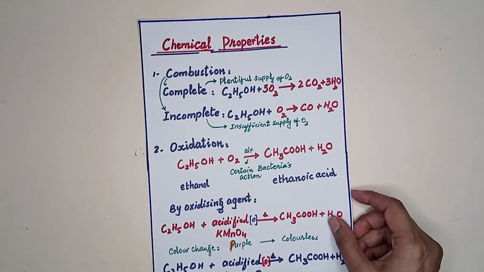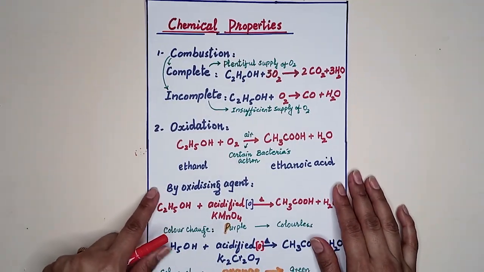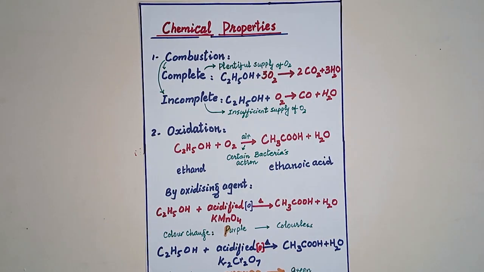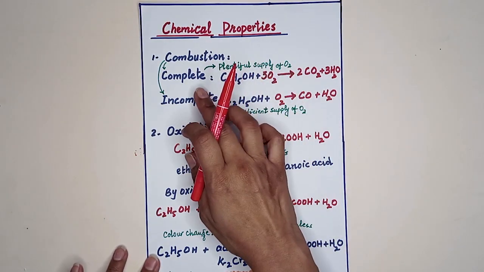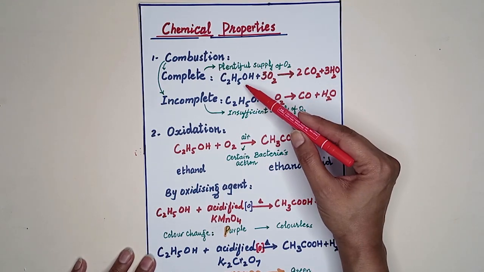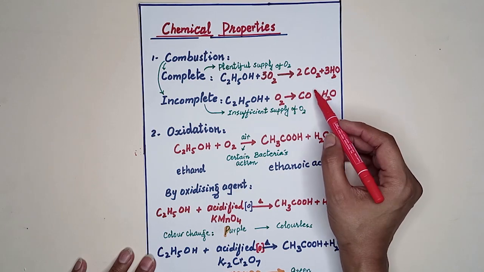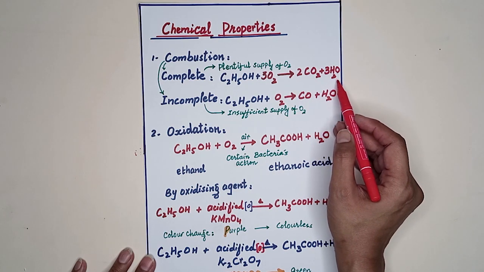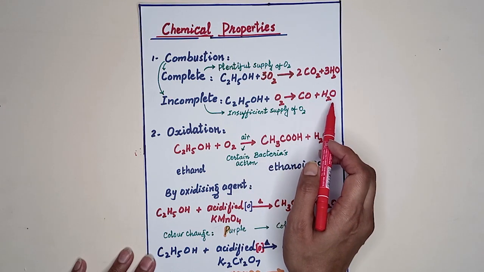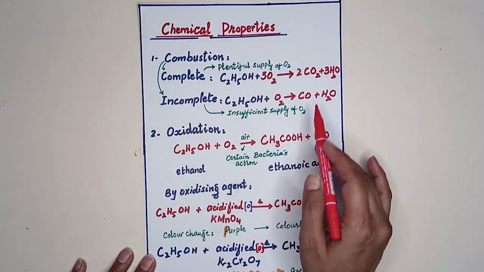Now if we talk about the chemical properties. Number one, which is very similar to the rest of the homologous series, is combustion. In complete combustion, in the presence of a plentiful supply of oxygen, alcohol burns completely to give carbon dioxide gas and steam. Incomplete combustion produces carbon monoxide and steam. This is a highly exothermic reaction.